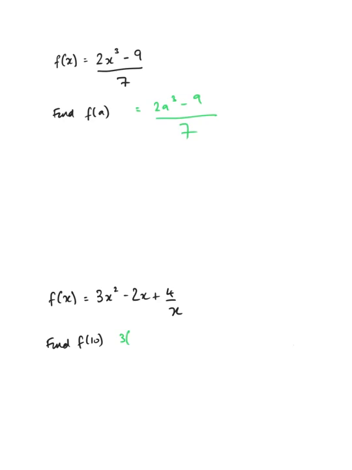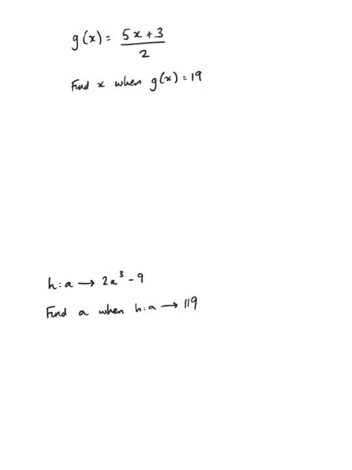So I'll have 3 times 10 squared minus 2 times 10 plus 4 over 10, which when you put it on your calculator or work it out in your head is 280.4. Now it doesn't have to be an f. g of x essentially means the same sort of thing as f of x. We're just showing it's a different function, so we now have got g of x instead of f of x.